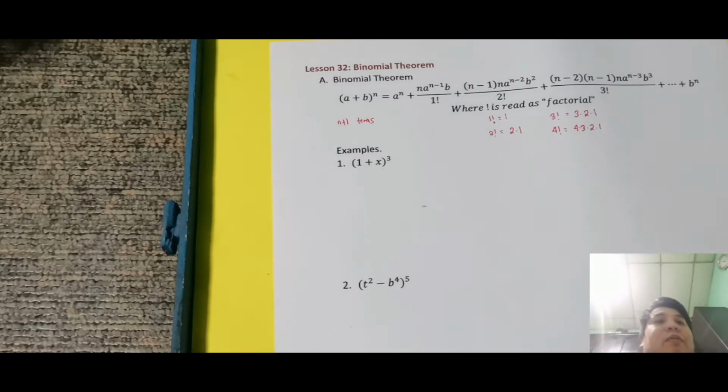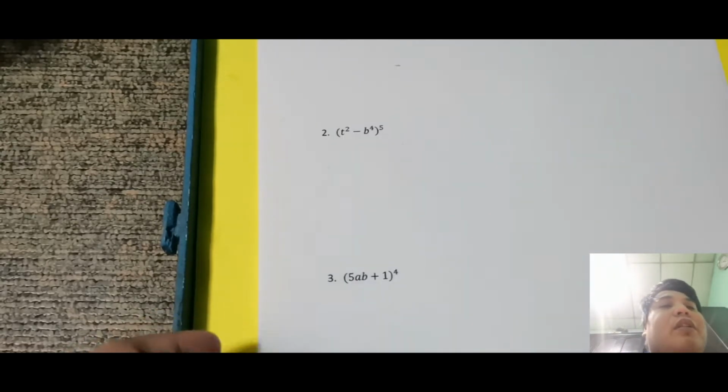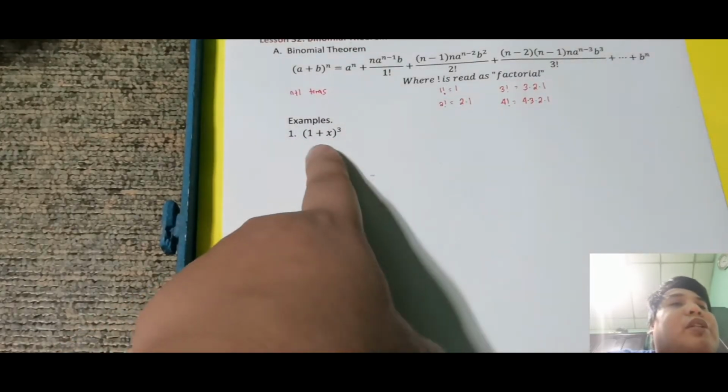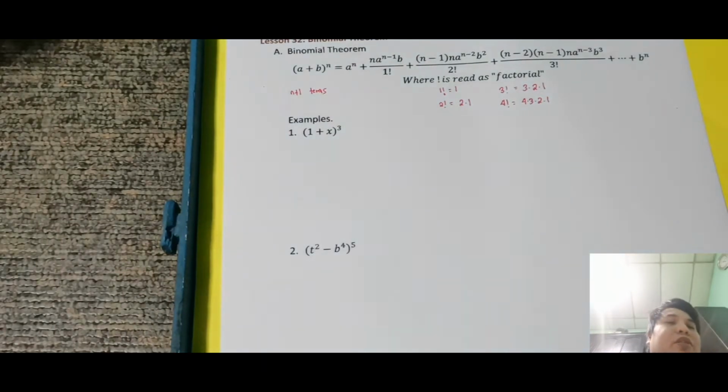So number 1, we have (1 plus x) raised to 3. The next is the quantity of (t squared minus b to the 4th) raised to 5. Number 3, the quantity of (5ab plus 1) raised to 4. Okay, so we need to expand it. So alam ko meron tayong usual way para ma-expand yan, pero syempre gamitin natin si binomial theorem.